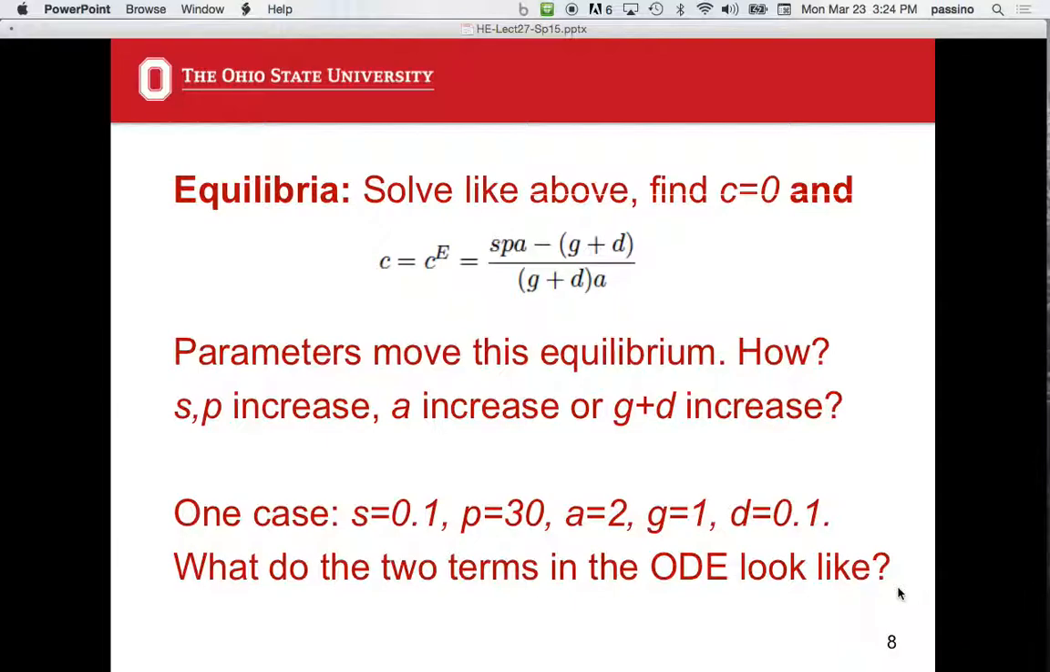The cases for G and D and A are a little more complicated because of the divisions and the minus, and so on. We'll deal with that in a little bit. But the point is, this equilibrium will move based on the parameter. Okay?